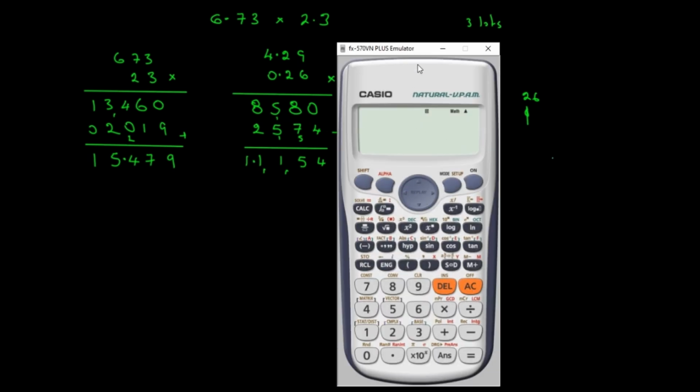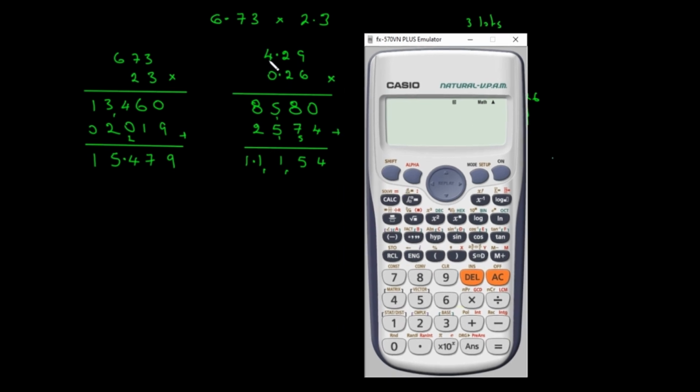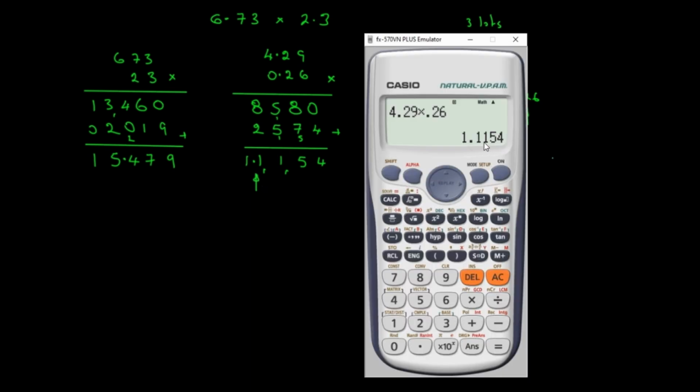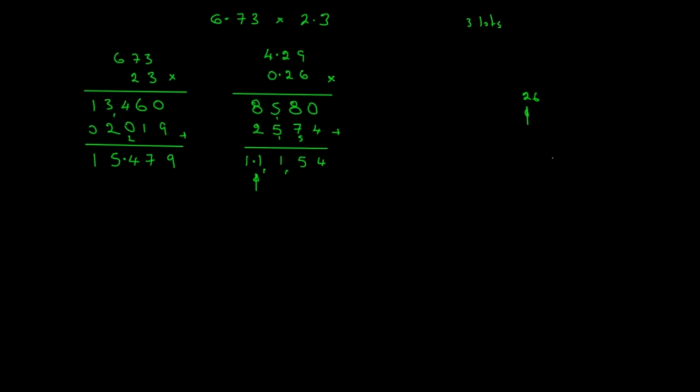Clear that lot. We want 4.29. Multiply that by 0.26, and we get that, which it loves to present like that. Look, there's the decimal point, there's the decimal point. All right, so we got that in the right place. 1154, 1154. See, it's done. Let's do another one, and then I'll stop after that.